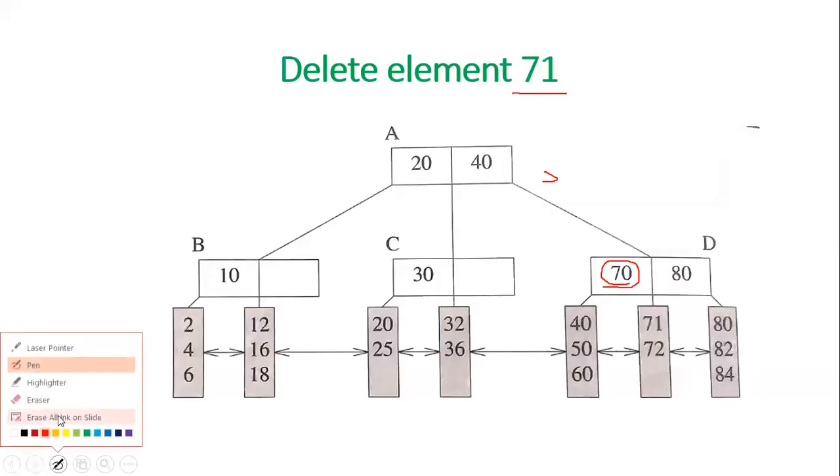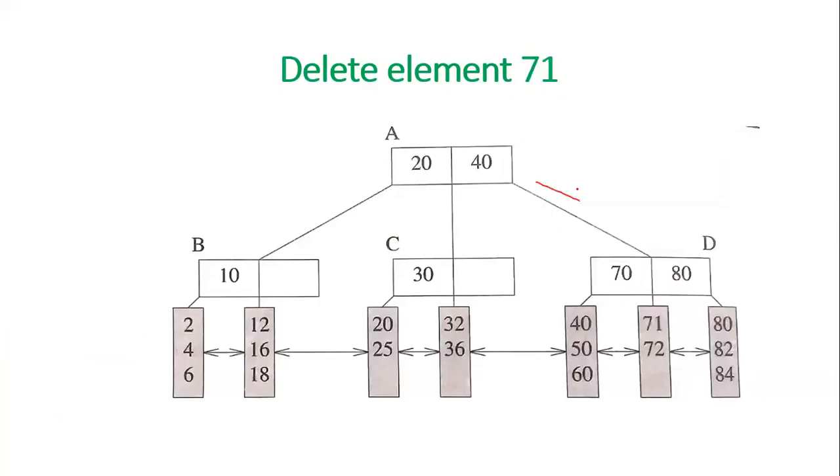Okay, so 70, we take this path. It's greater than 40. So when we reach 70 here, 71 is greater than 70 and is less than 80. So it should be in this node. Okay. Yes, it is here. But if you delete it, what will happen?